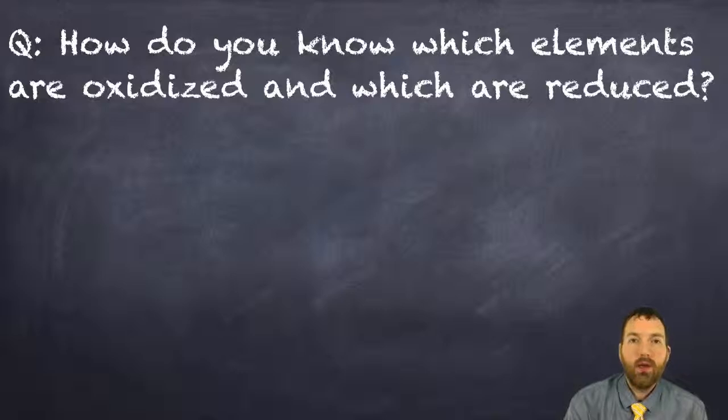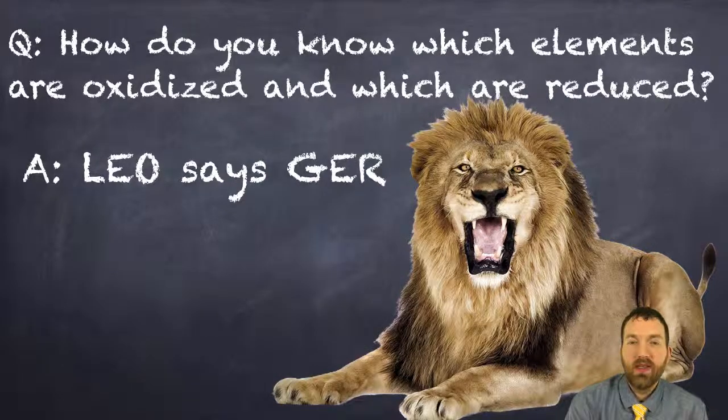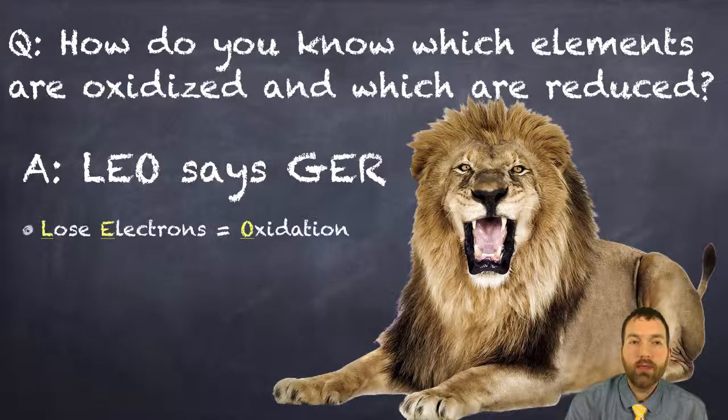So how do you know which elements are oxidized and which are reduced? This is something that you're going to be tested on. And there's a little saying, a little phrase to help you remember this. This is what it is. Leo says grr. So think of Leo the lion growling and saying grr. So Leo is going to stand for lose electrons oxidation.